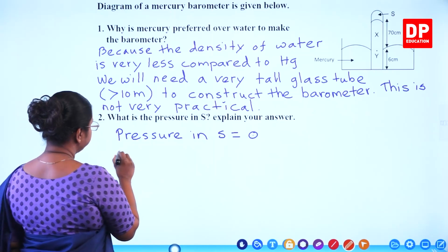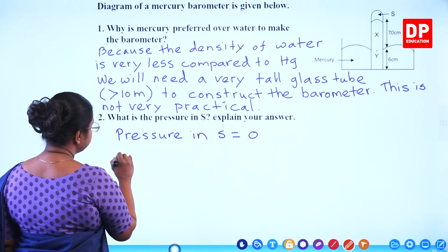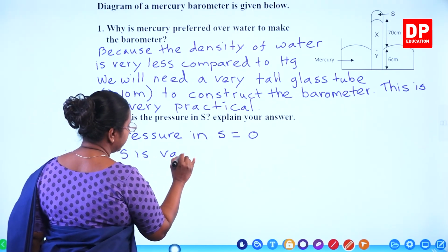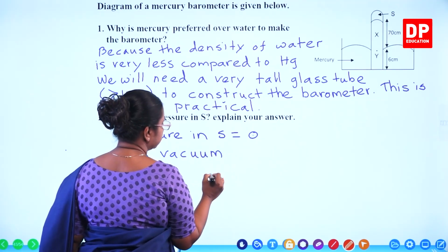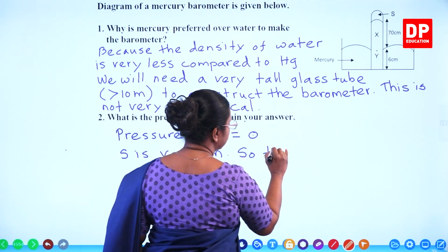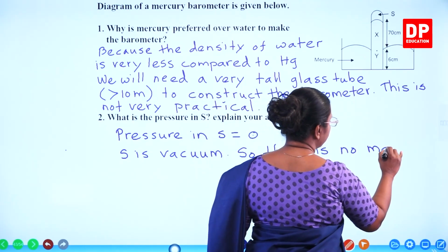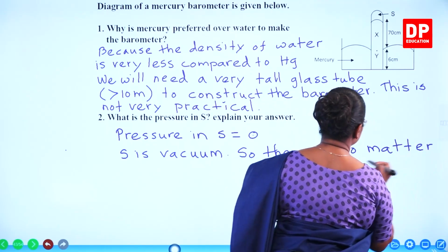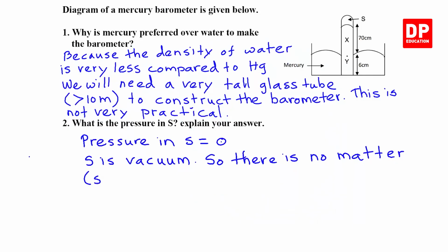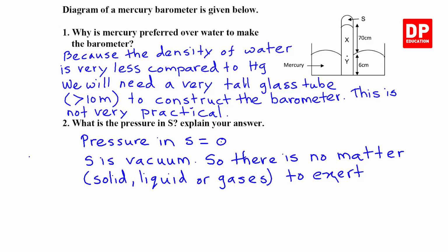Explain your answer. S is vacuum. So there is no matter, that is solids, liquids or gases, to exert pressure.